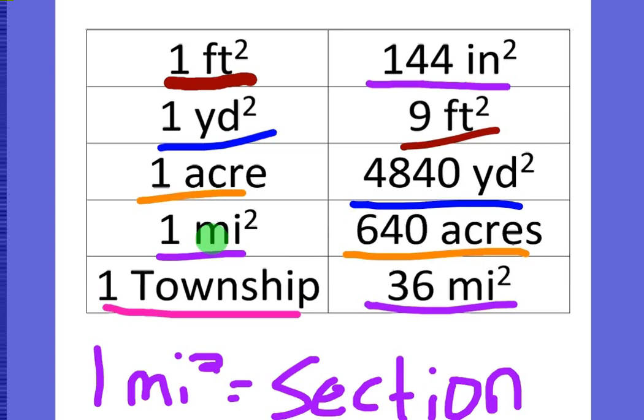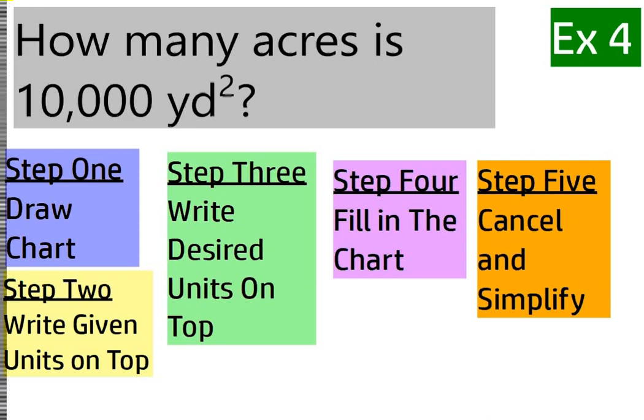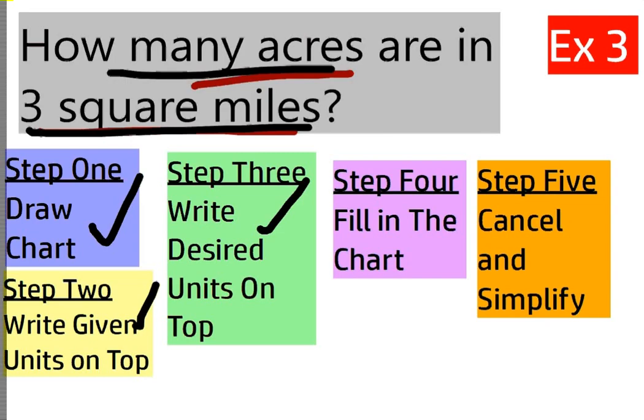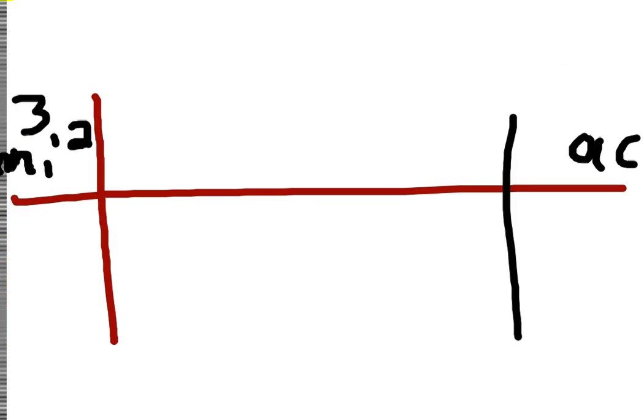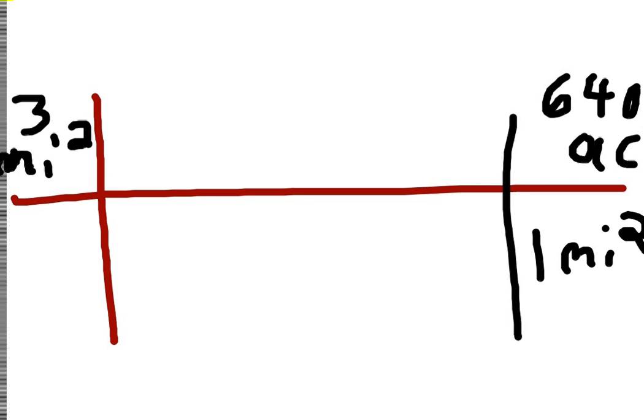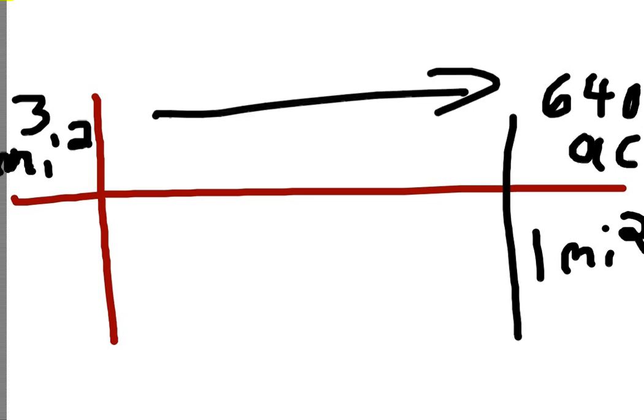So when we go to the problem this time, that's our next example. We only need to fill in the chart once. So this is going to be 640 on the top, right? And 1 per 1 square mile. So in this example, we'll just be multiplying, okay? So we didn't have to do an intermediate step this time.